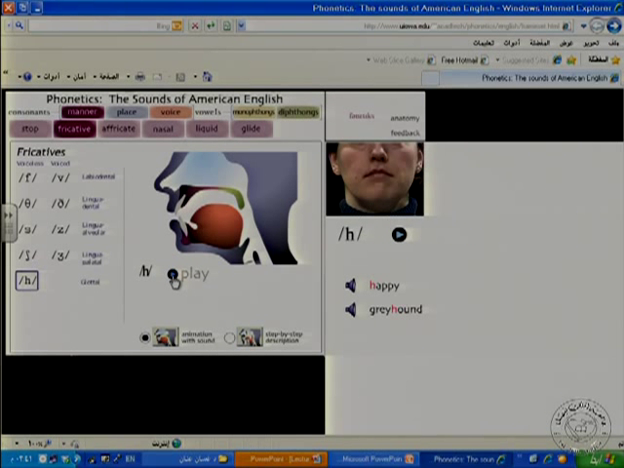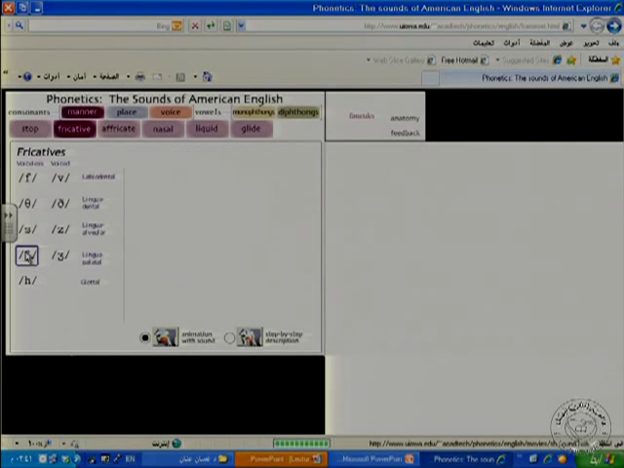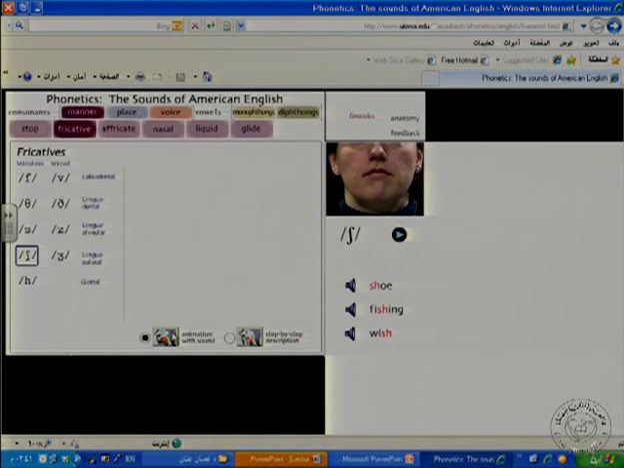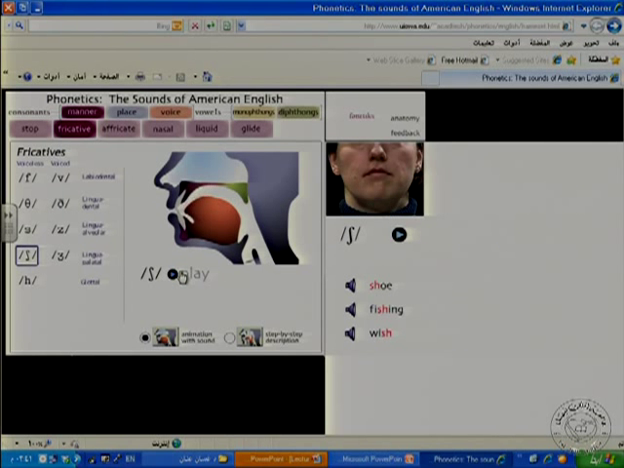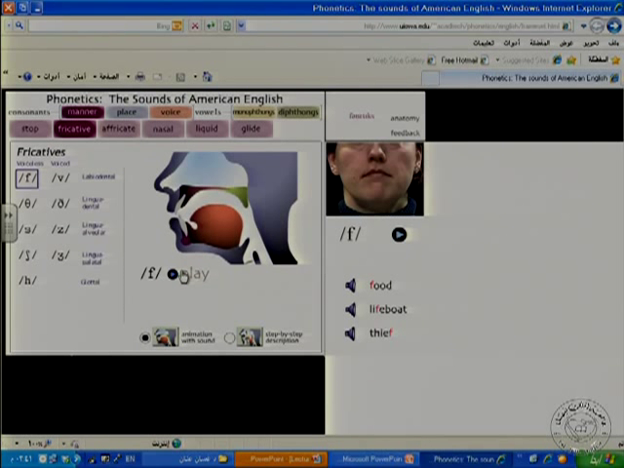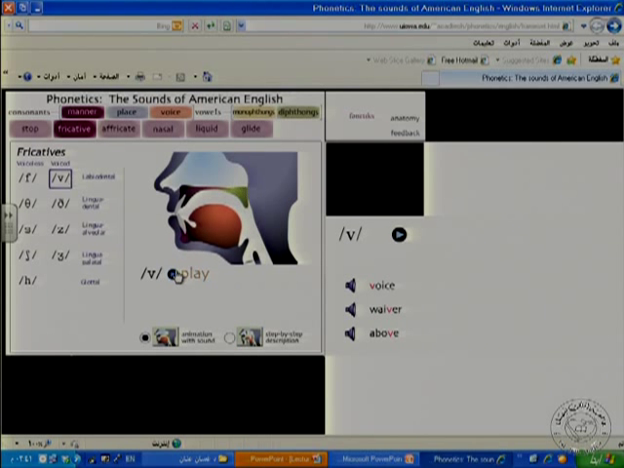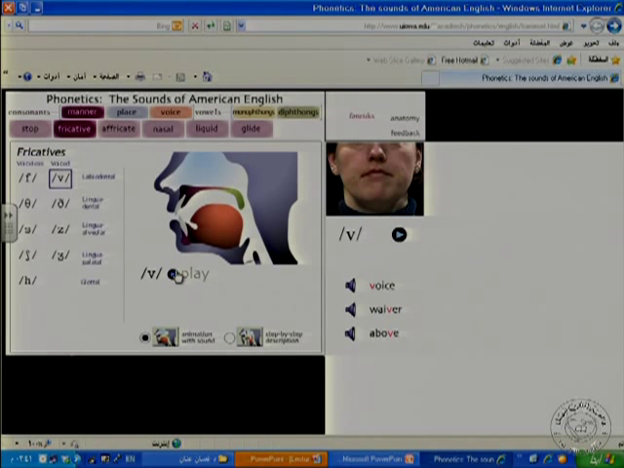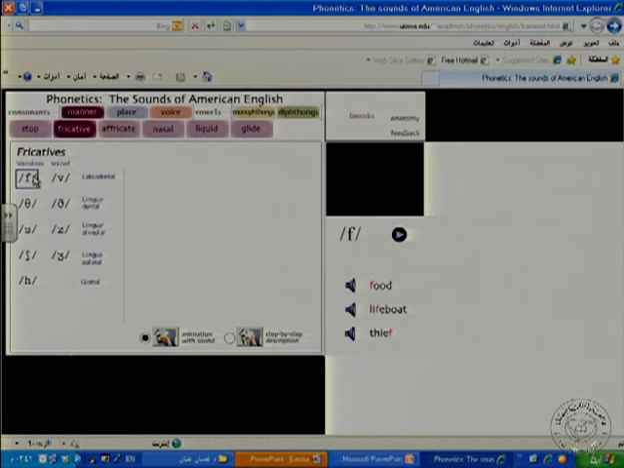Let us take this one, sh. Yes, see. Again. And f. See. There is no blockage here. Sh, f, v. There is no blockage. But what exactly happened is the airstream goes out. See. And there is a narrow passage. A narrow passage, you can feel the friction. You can feel the rubbing. As in v. And as in f.